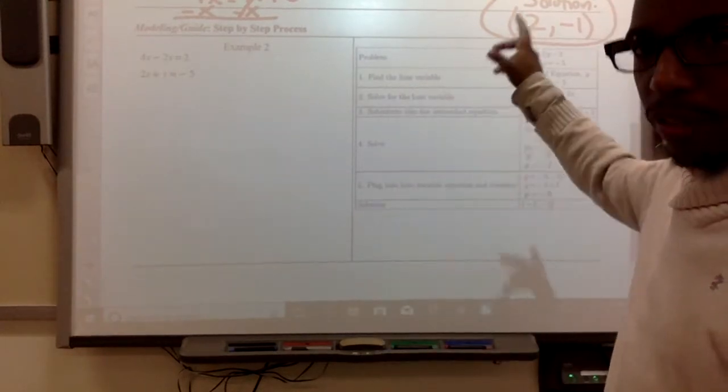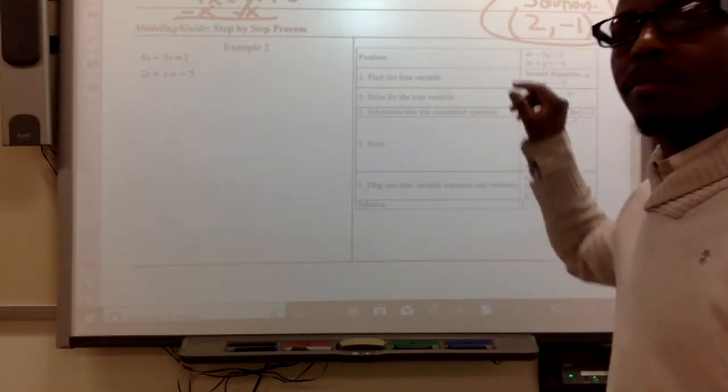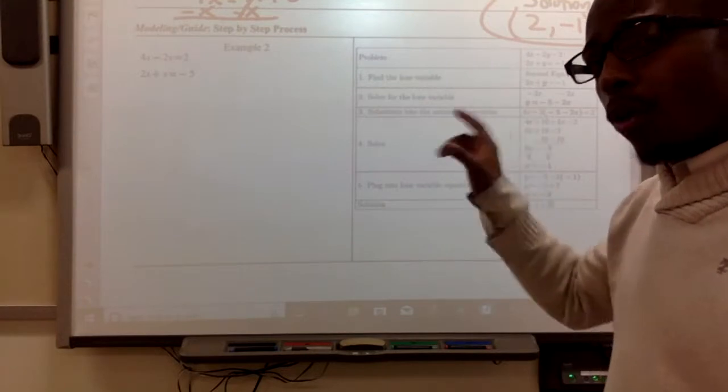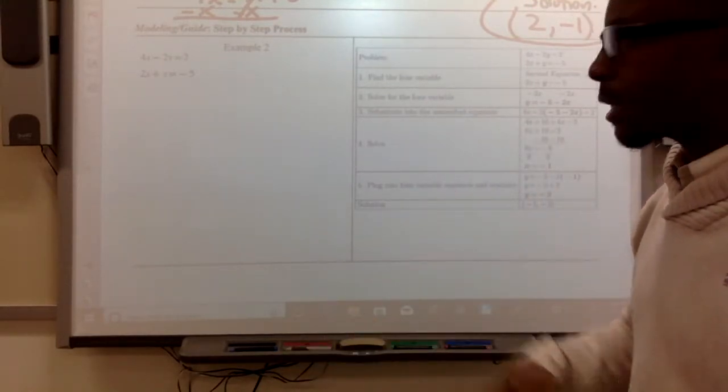So if I were to check for the modeling example 1, if 2, negative 1 was the right answer, I will plug it into both of those equations. And if it makes both of them true, it is my solution, okay? In addition to checking it on my calculator.